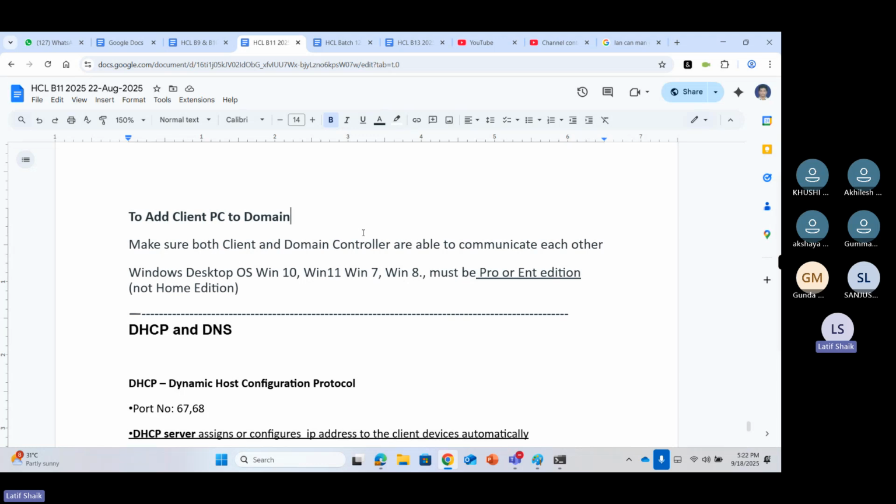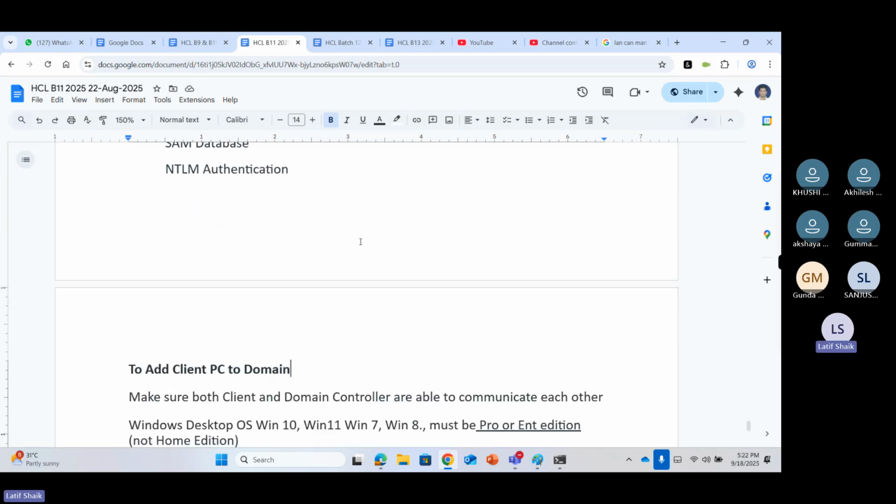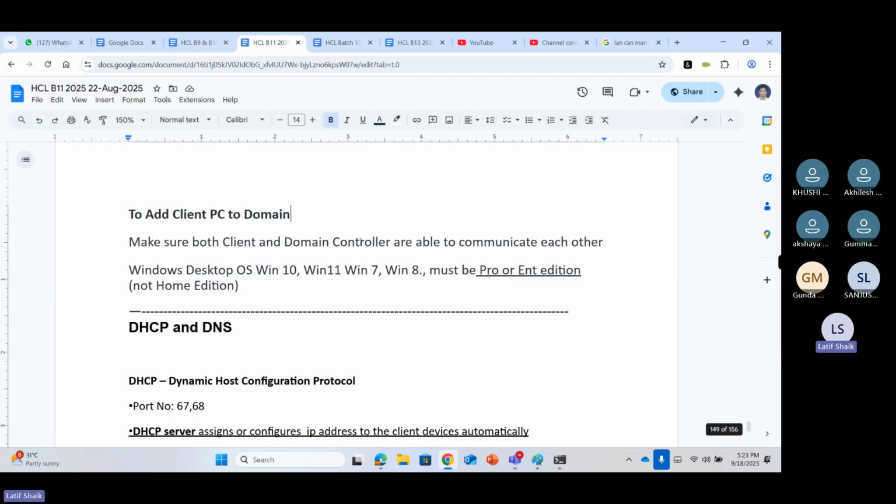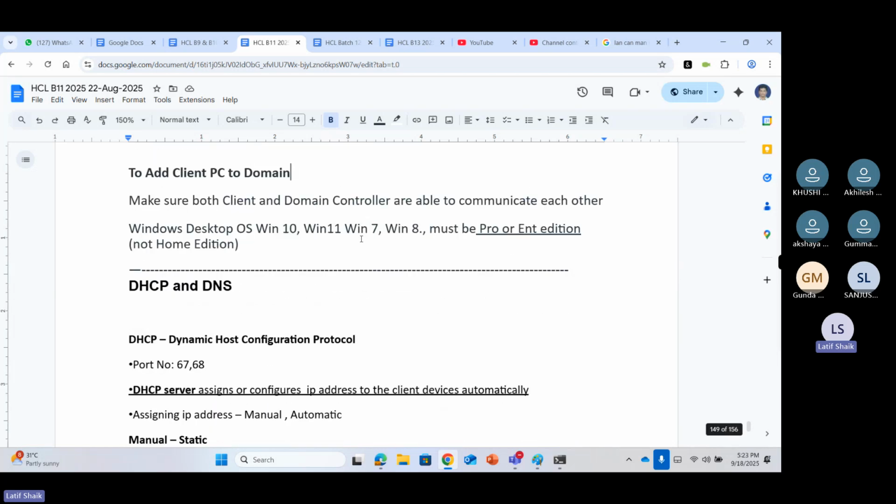So the systems we can join into the domain are desktops or laptops, whatever the version is, but the edition must be Pro or Enterprise only. Those systems only can join the domain. Before joining the domain, make sure that your client system and the domain controller can communicate. Then we can join this client to the domain. So this is your part of server.